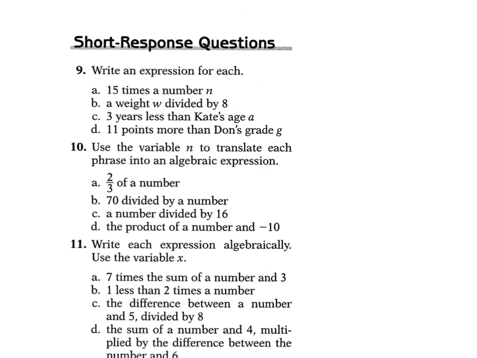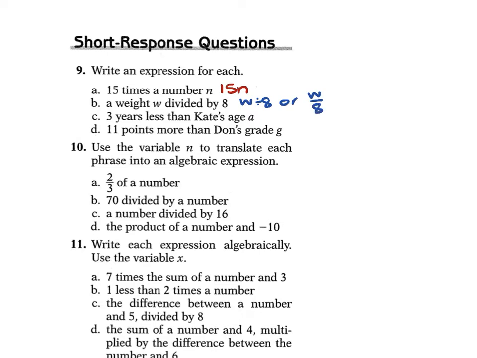If we look at example 9, it tells us to write an expression for each. A says 15 times a number n. So you want to think here, it says times a number, so we're multiplying. We can write this as 15n or 15 times n. For B, it says W divided by 8. So W divided by 8 or W over 8. It's the same exact thing.